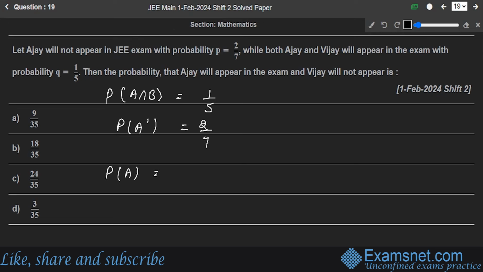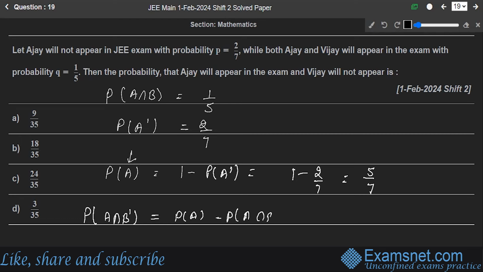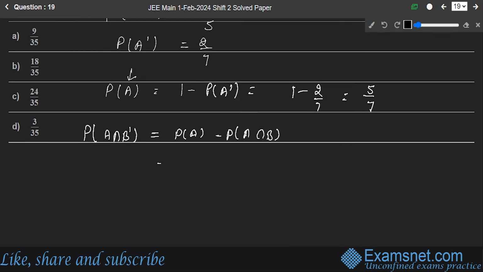And you know PA, the probability that Ajay will appear in the exam, is given by 1 minus the probability Ajay will not appear, which is 1 minus 2 by 7. That gives you 5 by 7. So the probability Ajay will appear and Vijay will not appear is equal to PA minus PA intersection B. I had PA as 5 by 7, and the intersection is 1 by 5. On solving this, you will get 18 by 35. So this is your answer, option B. Hope you are clear. Let's move to the next question.